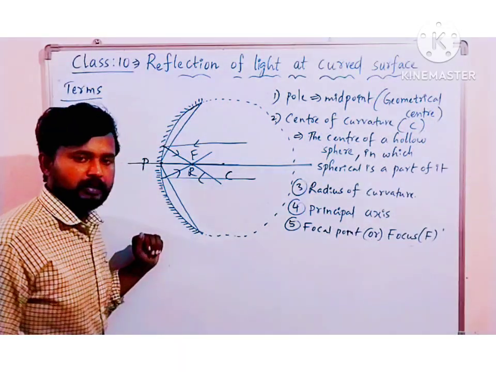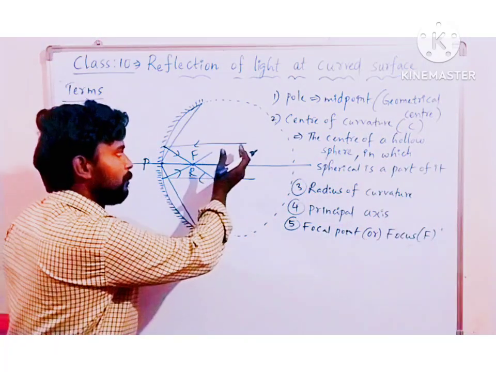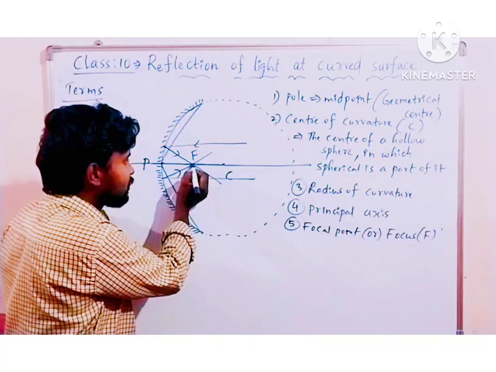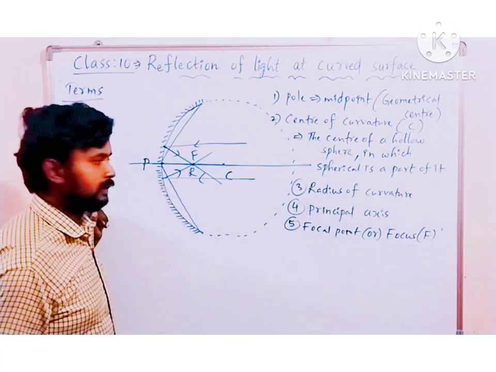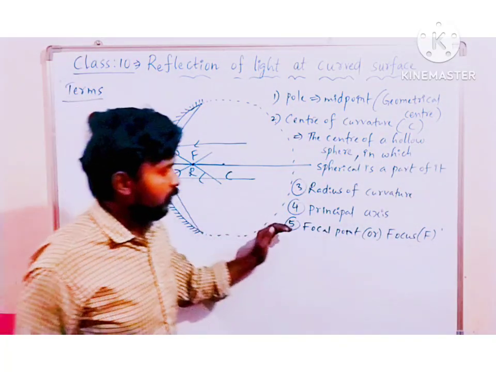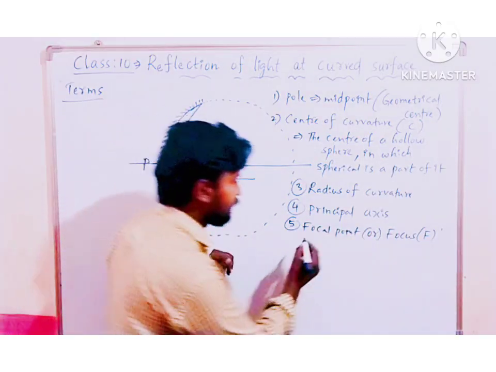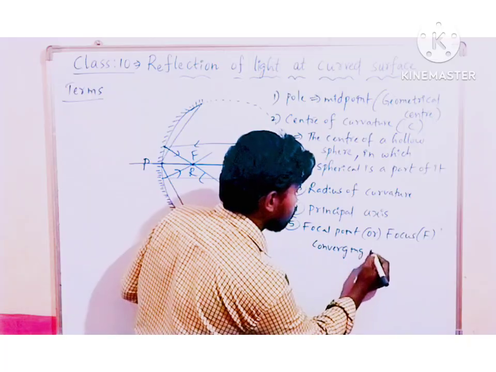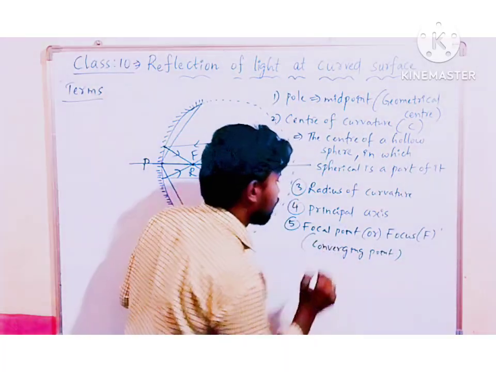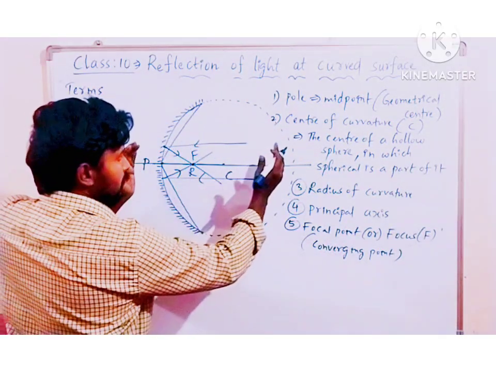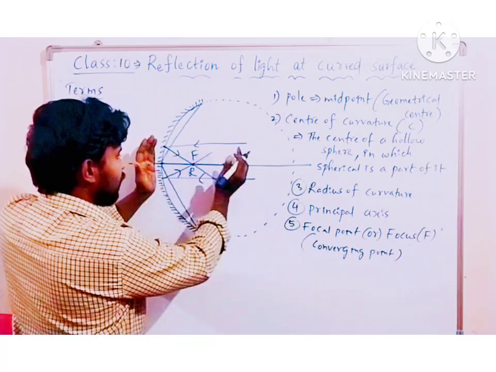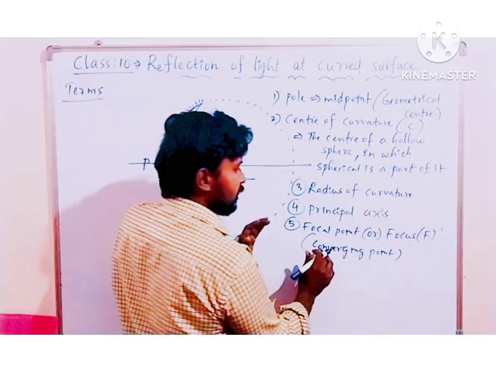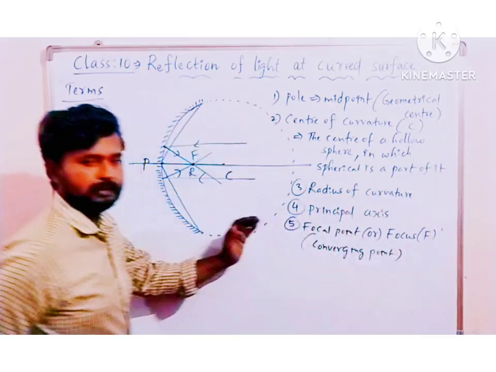Okay, now what does focus mean? When a parallel beam of light rays falls on a mirror, after reflection it converges at one point on the principal axis. This point is called the focal point or focus. It is a converging point. అంటే parallel beam of light rays మిర్రర్ మీద పడ్డప్పుడు రిఫ్లెక్షన్ తర్వాత ఒక పాయింట్ దగ్గర మీట్ అవుతాయి. ఈ పాయింట్‌ని మనం ఏమంటాం? ప్రిన్సిపల్ ఫోకస్ లేకపోతే ఫోకల్ పాయింట్ అంటారనమాట.